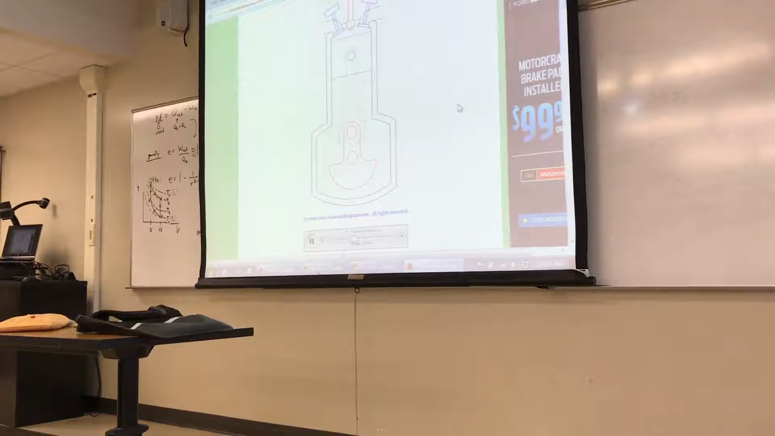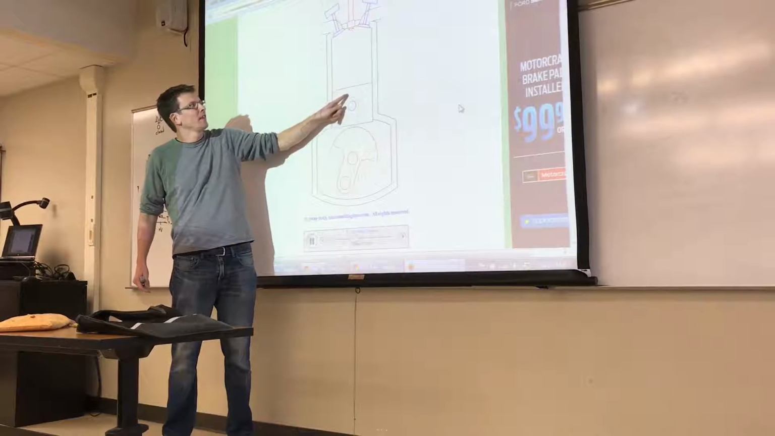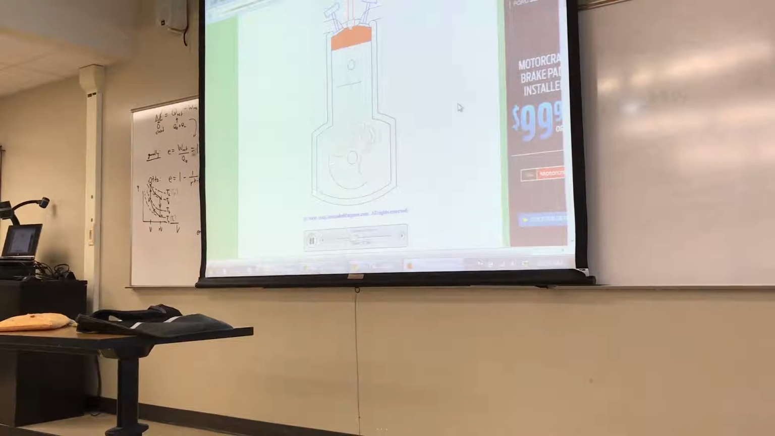And so what happens here is it just intakes air, right here, and then you adiabatically compress the hell out of it, get it to a very high temperature, and then you don't actually use a spark plug, you just inject the fuel directly and it'll just spontaneously go off because the temperature is so high. So this is a fuel injector.